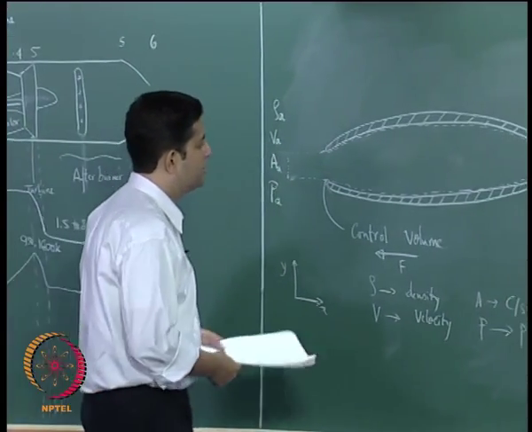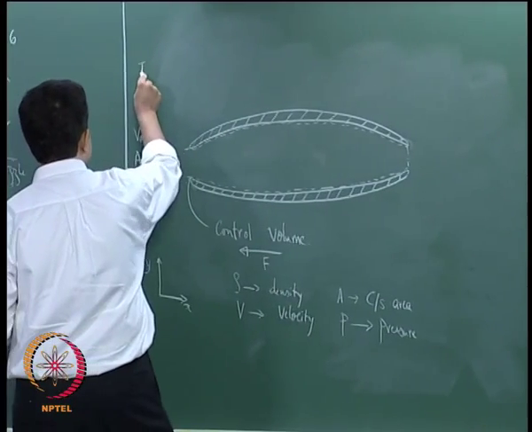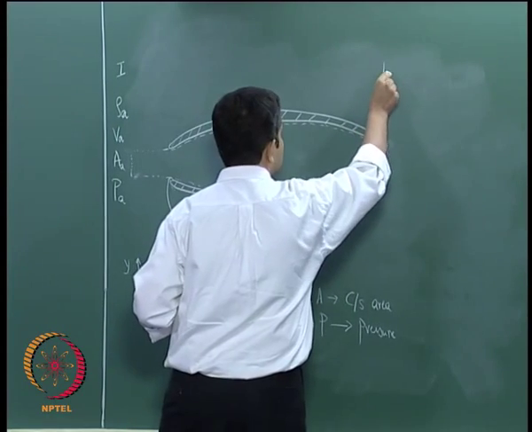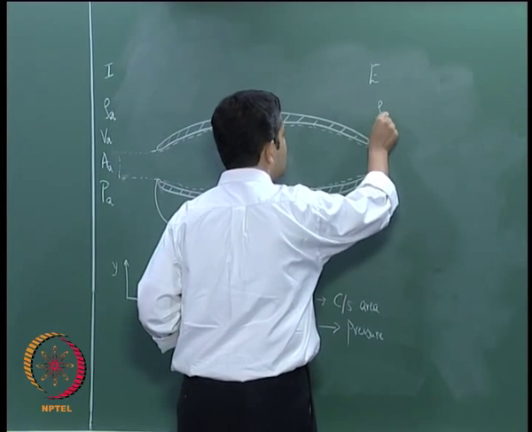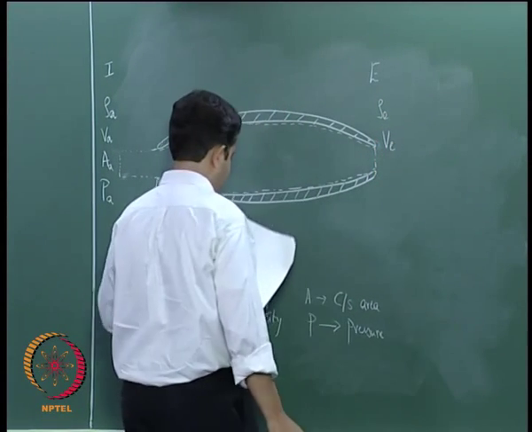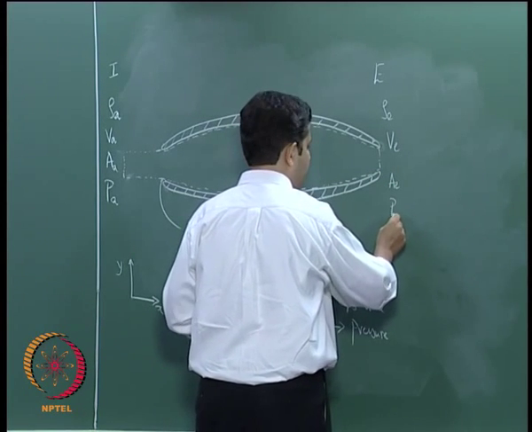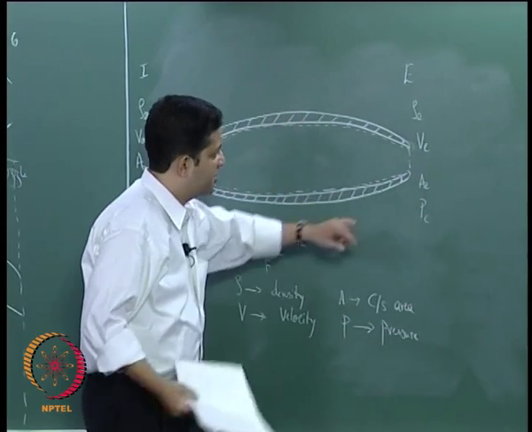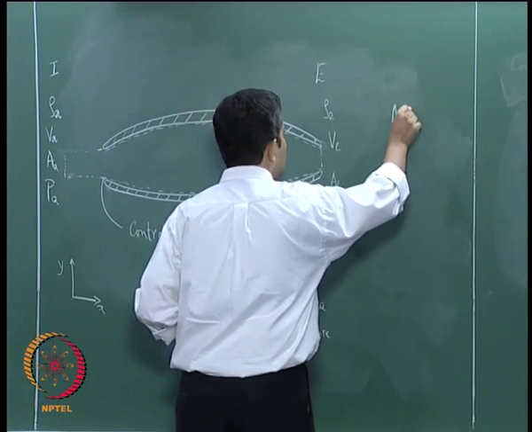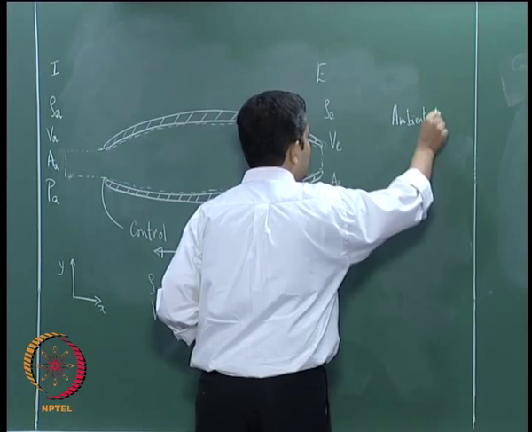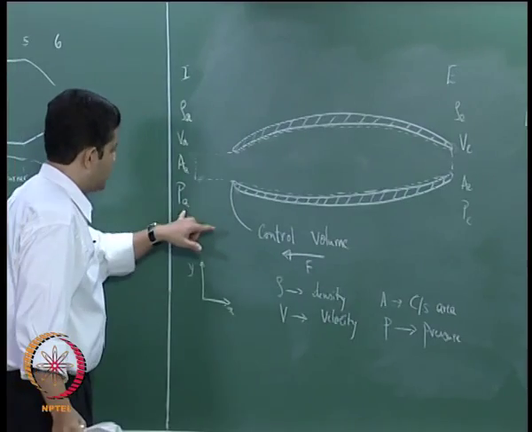Now for similar quantities at the exit section, let me call this the intake section I and this the exit section E. At the exit section, similar quantities would be rho E, V E, A E and P E. P E is the pressure at the exit of the nozzle, and the ambient pressure is still P A, that is the same as this.